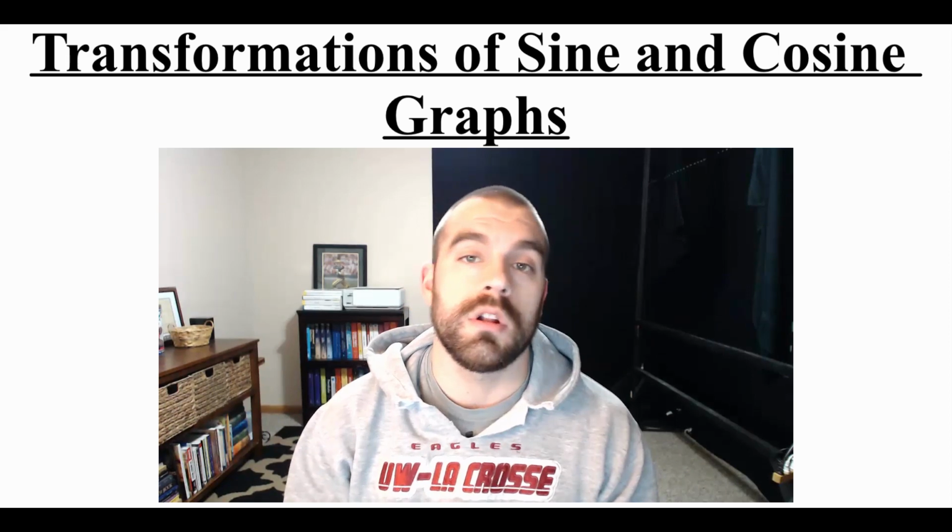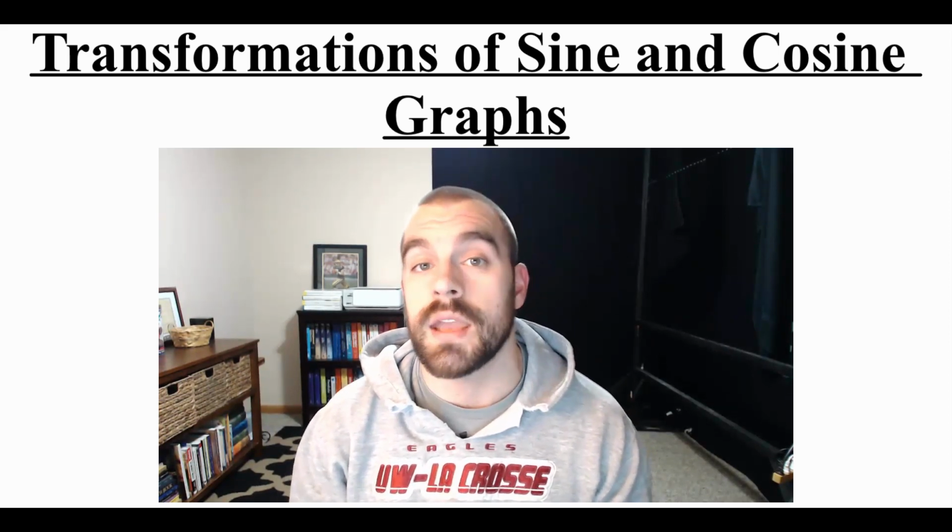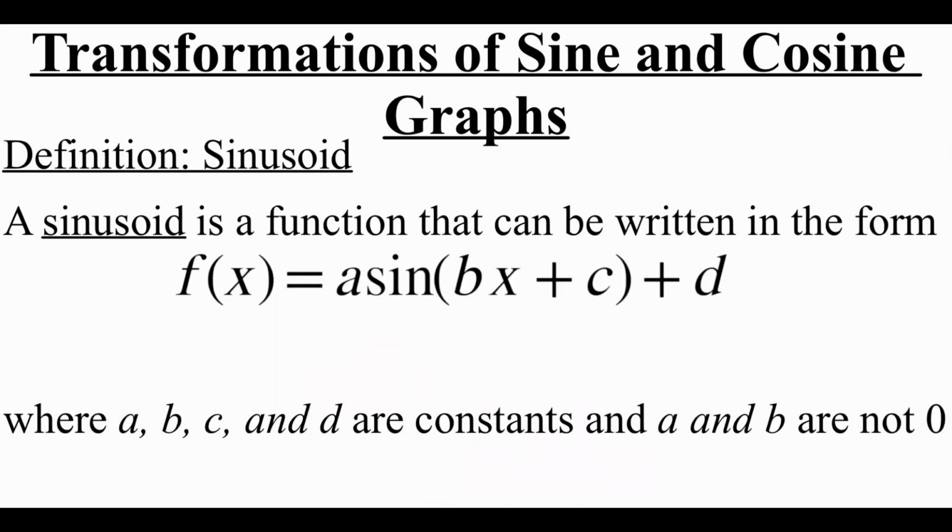In this video, we're going to look at transformations of sine and cosine graphs. So the first thing I want to look at is what's called a sinusoid. And a sinusoid is a function that can be written in the form f of x equals a times the sine of bx plus c plus d. And in this function, a, b, and c are going to be some constants, but we need to make sure that a and b are not zero.